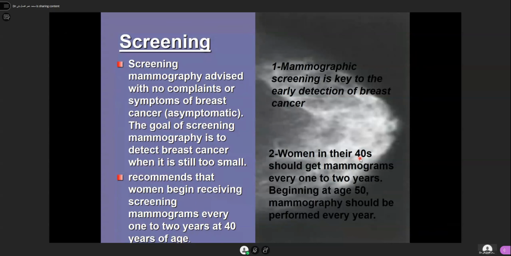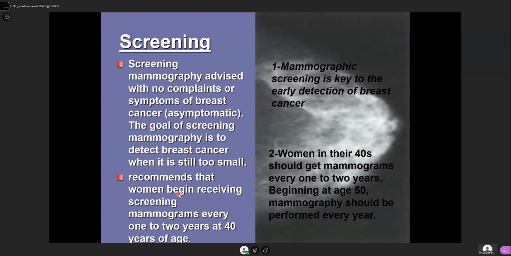Basically, the main purpose in breast cancer is screening. We perform screening with the help of mammography. Mammography screening is performed in patients who have no complaints or symptoms of breast cancer. The goal of screening mammography is to detect breast cancer when it is still small, so the prognosis will be much better.